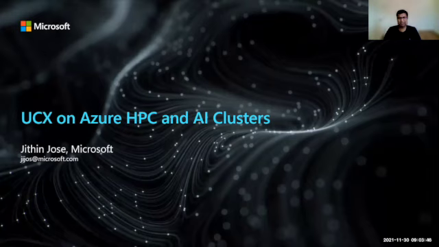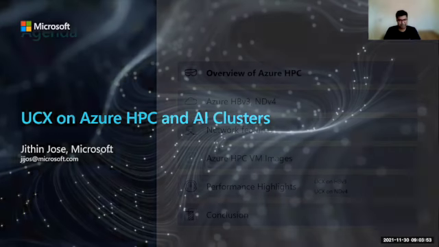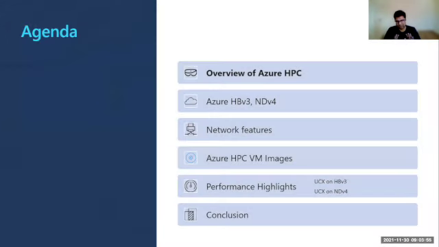So I'm Jitin from Microsoft. I lead the performance optimization team at Azure HPC. This session I have organized in a simple manner: we can go over a quick overview of Azure HPC, then a high-level overview of two different representative SKUs, HPv3 and NDv4, two of the latest VM types.